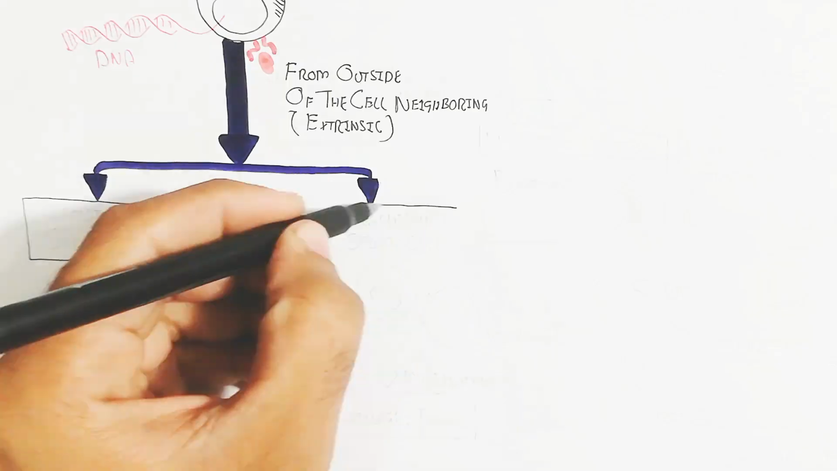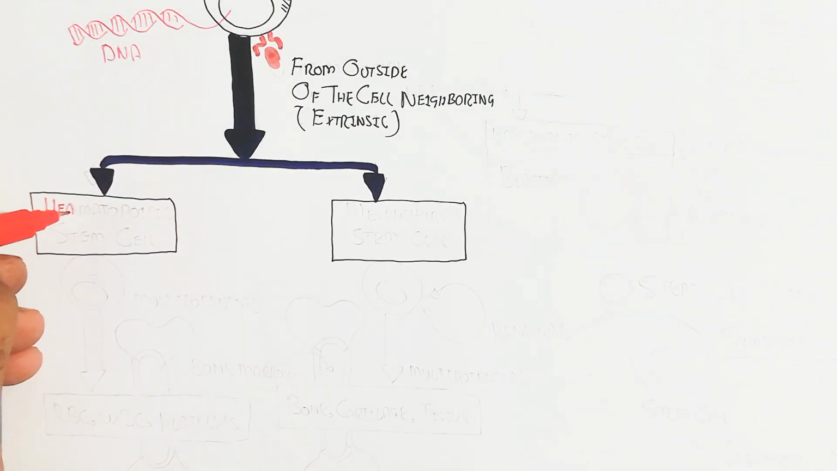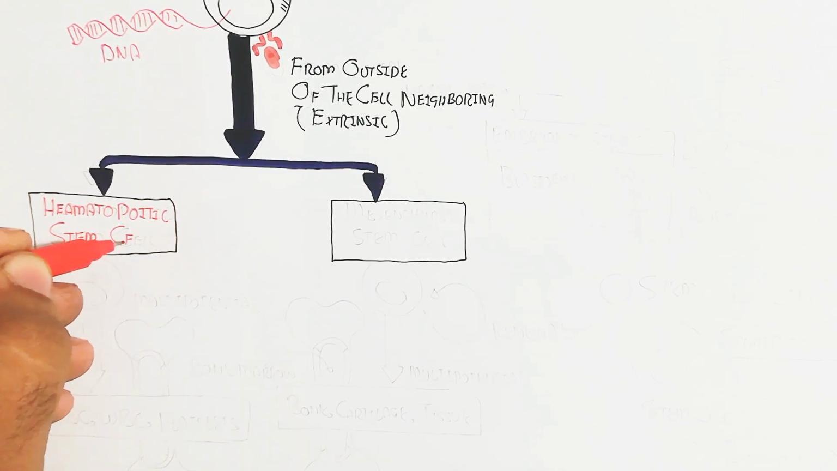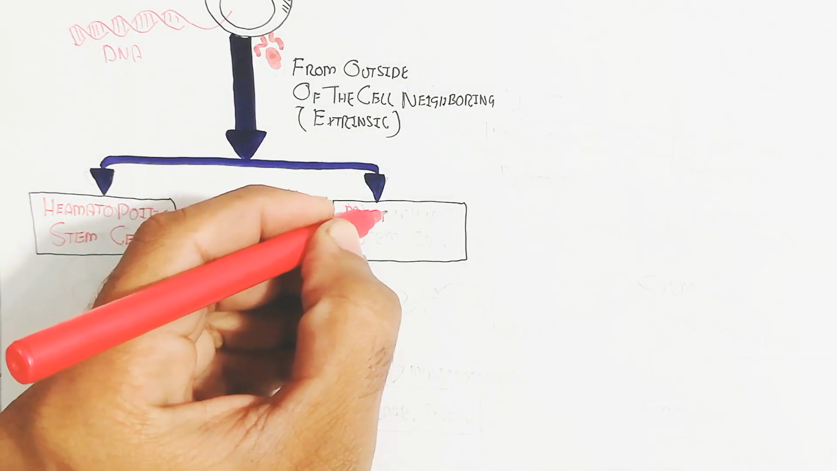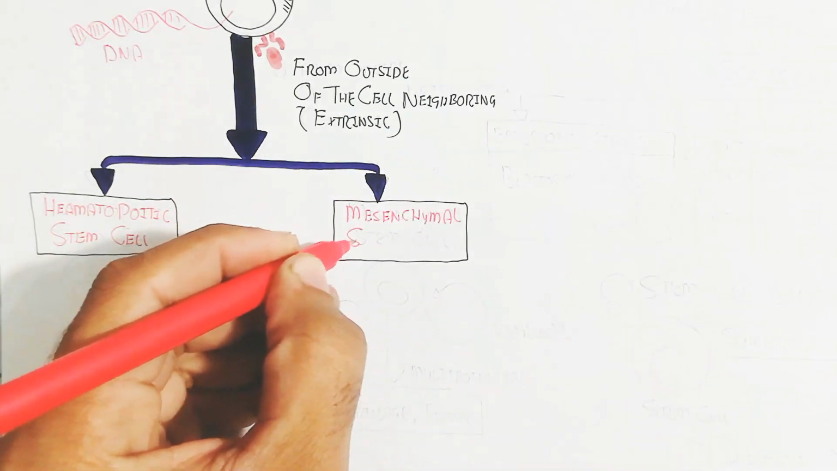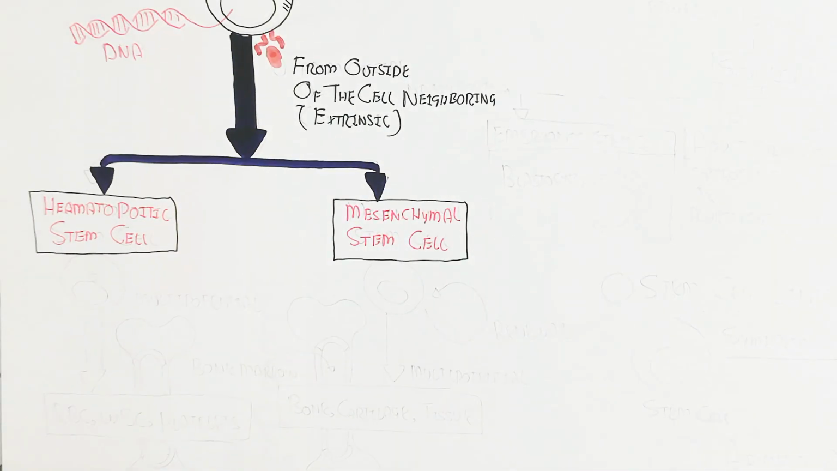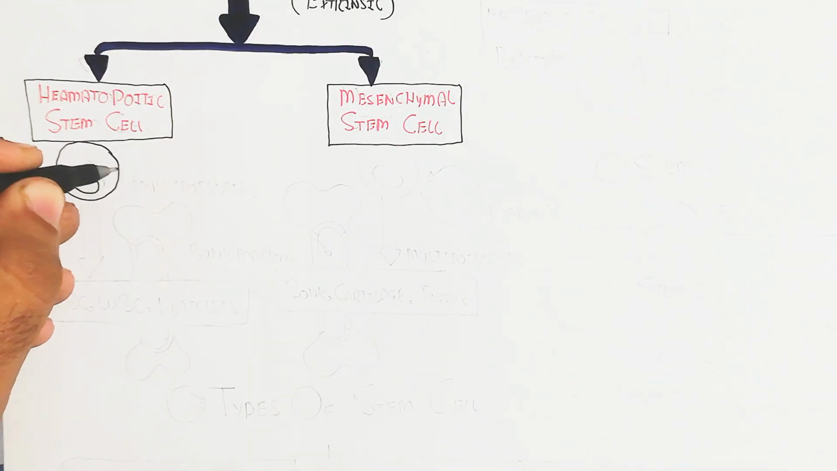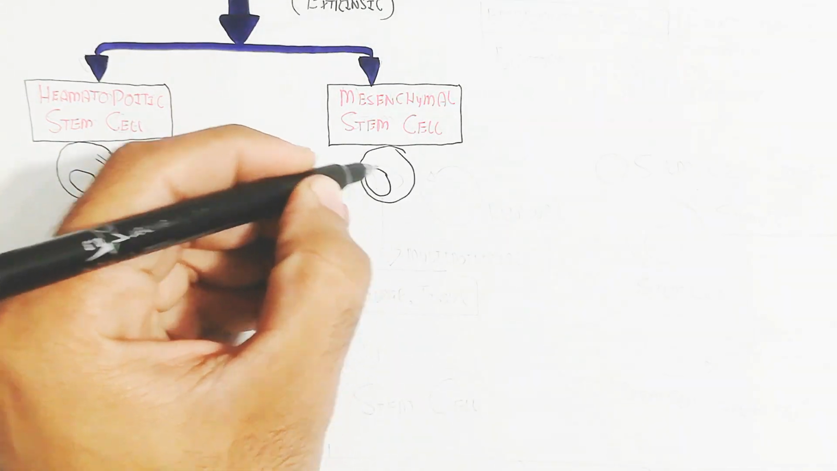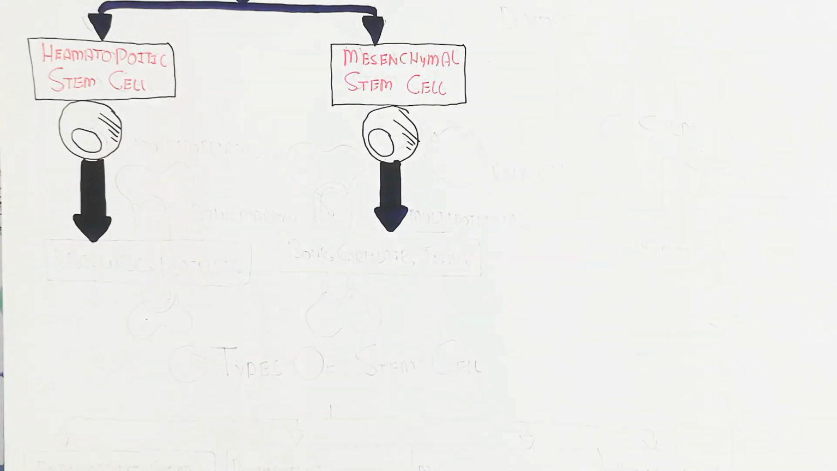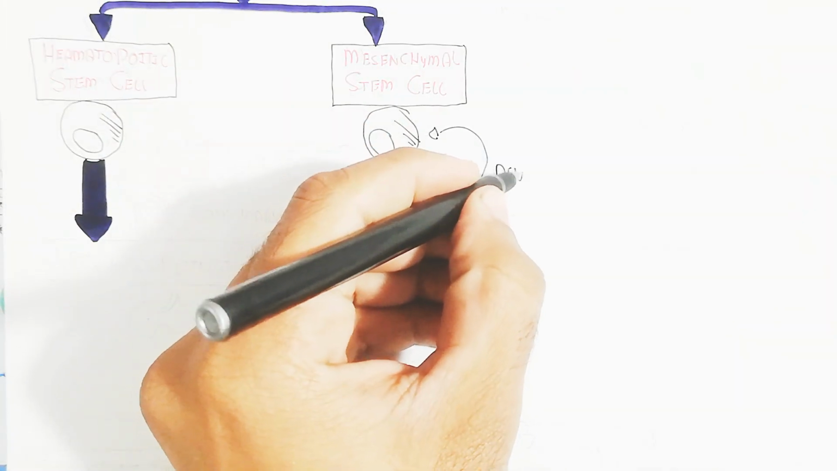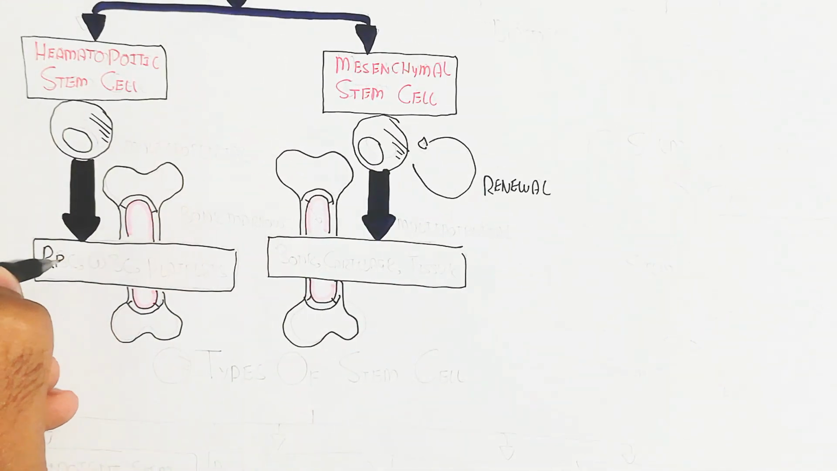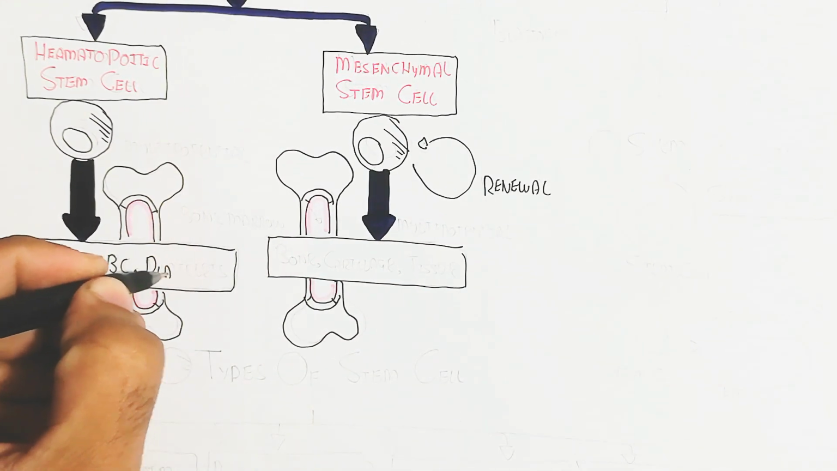Hematopoietic stem cell and mesenchymal stem cell. These are the two types after the differentiation of the stem cell. These hematopoietic stem cells and mesenchymal stem cells go on to further differentiation and specialization. So they can renew themselves also. But when the stem cell matures further to become a specialized cell, it will not renew.